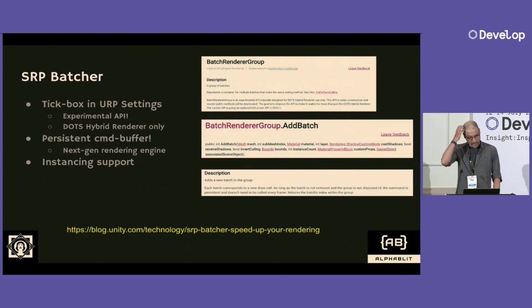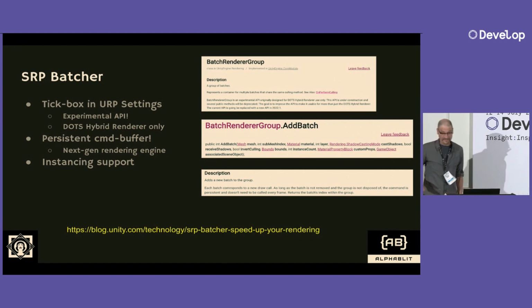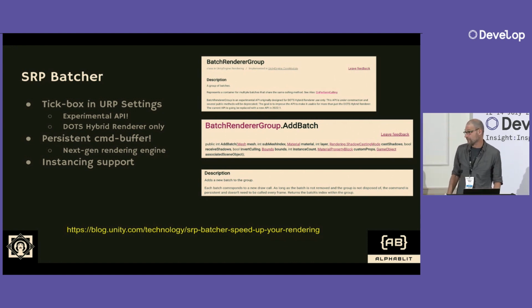So the SRP Batcher, let's just drill down a little bit into this. So it's a tick box in your URP settings. If you actually look at the documentation of the BatchRendererGroup, it's documented as an experimental API, and it's only in use by the DOTS hybrid renderer. Sounds interesting. I'm intrigued. As we read a bit more, we can see the AddBatch actually looks like it takes an instance count. So it's clearly utilizing instancing support, which is good, something we can try to take advantage of. And finally, the description of the AddBatch method, you can see it basically says, this command is persistent, and doesn't need to be called every frame. Now that's quite novel from a rendering engine.